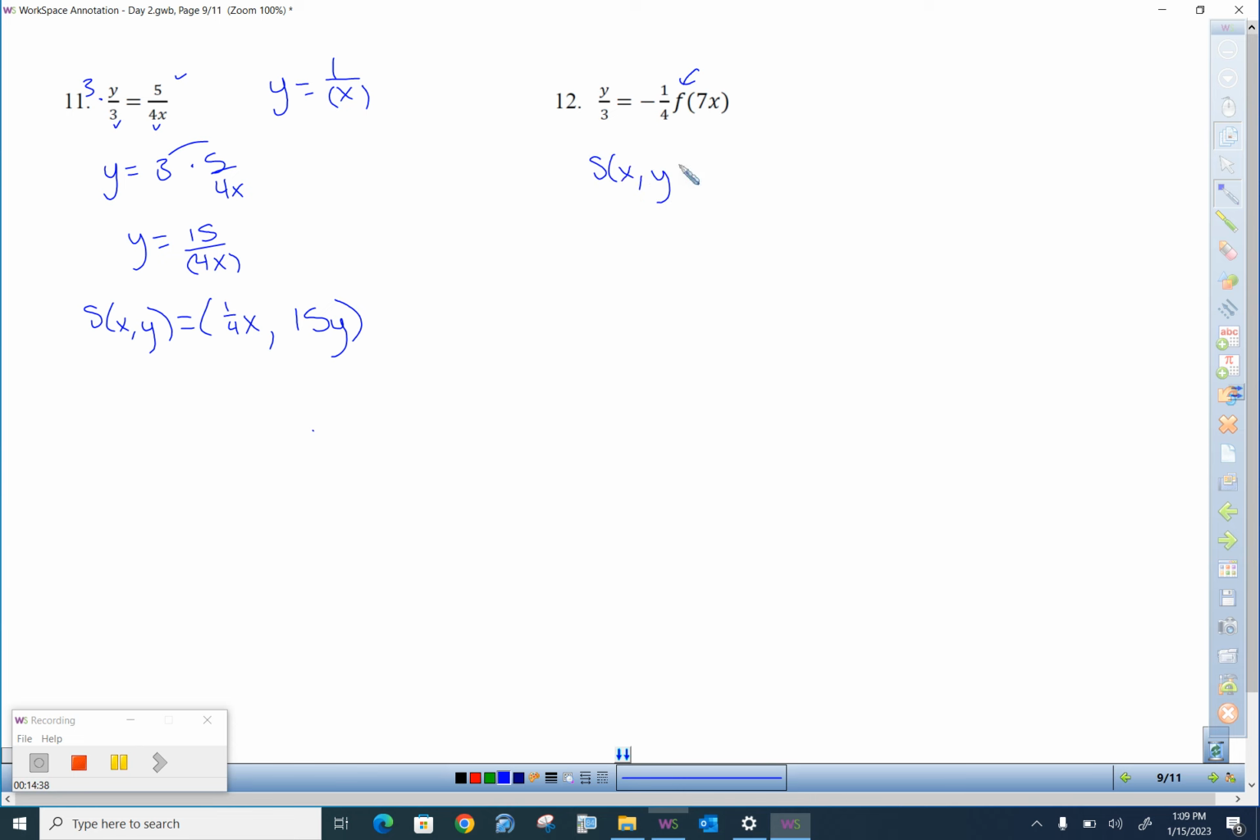You should have gotten 1/7 x. And then when you move that over, it's going to make it 3/4 y.